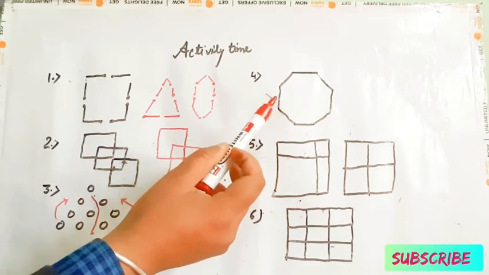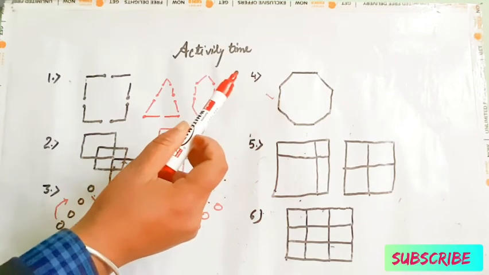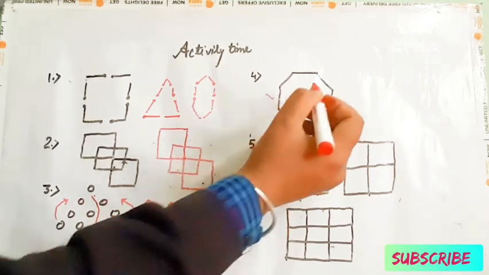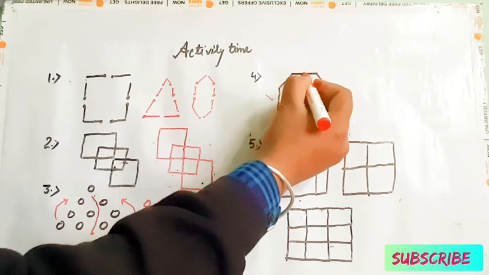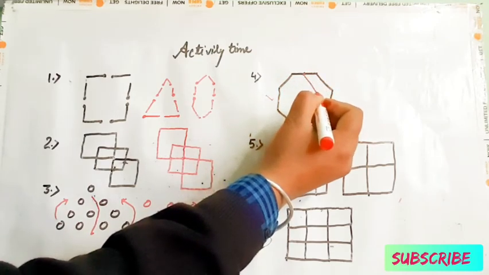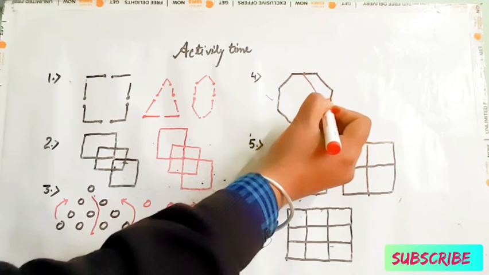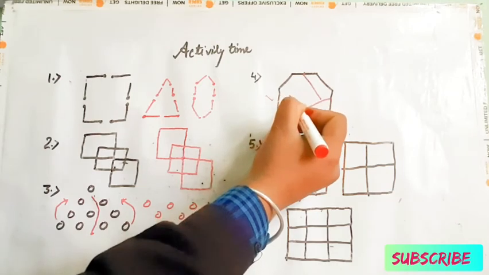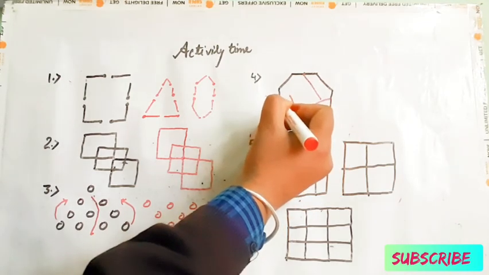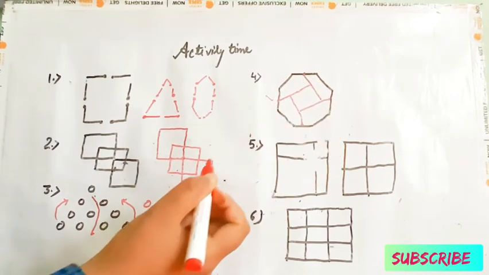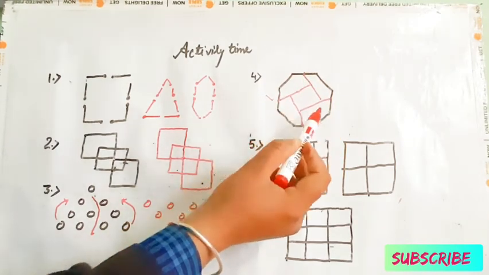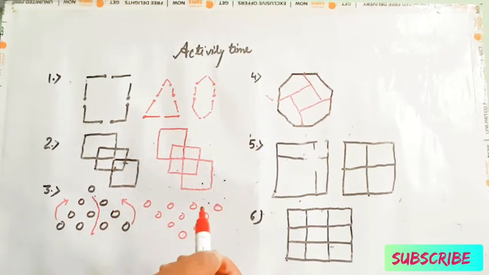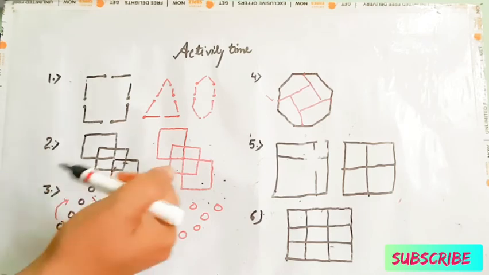Now divide this octagon into 5 parts so that there is a square in the center. So what will we do? One line we have to draw from the center of this side, then another from the center of this side, another from the center of this side, and from the center of this side. You can see your octagon is divided into 1, 2, 3, 4, 5 parts, and in the center we have a square.